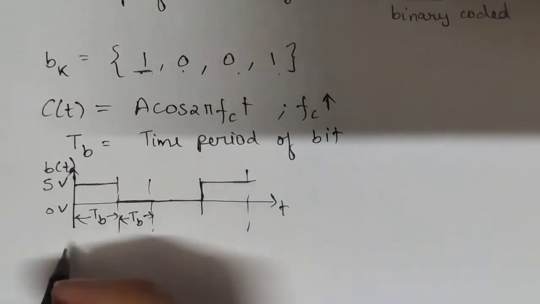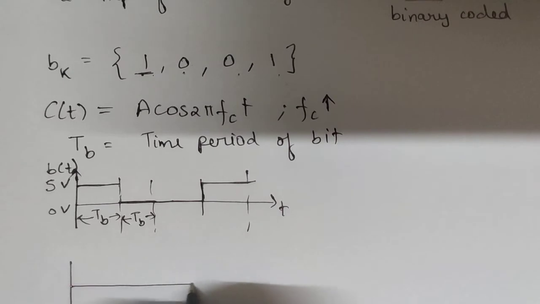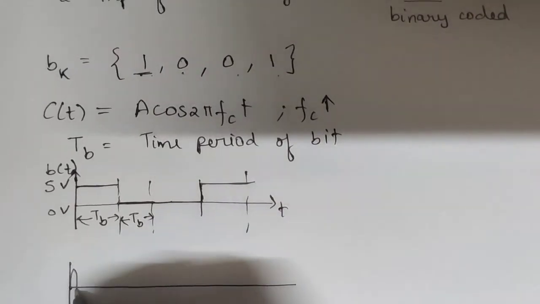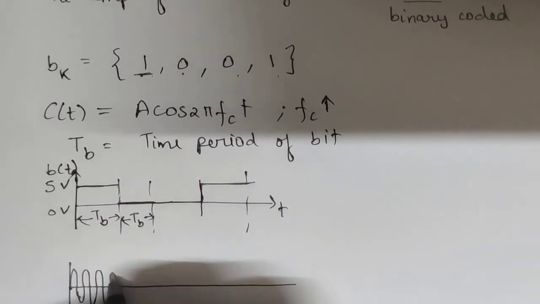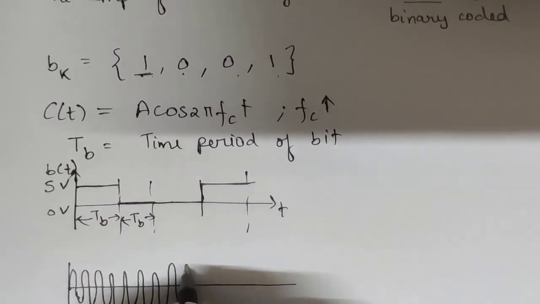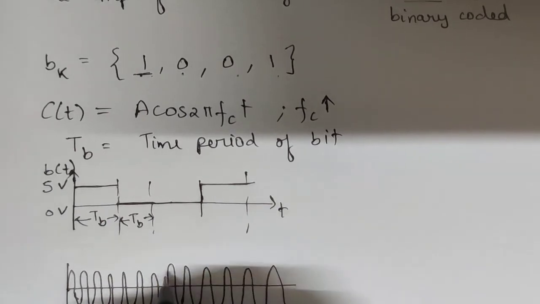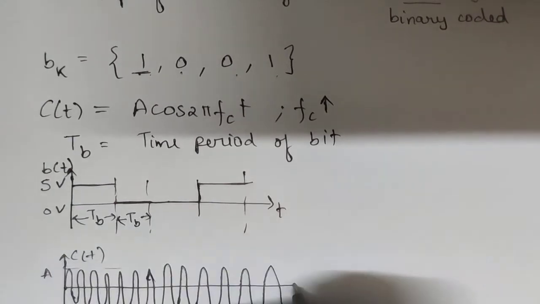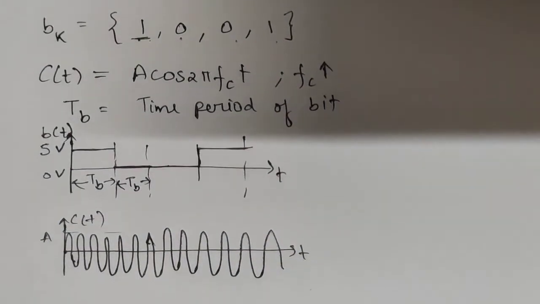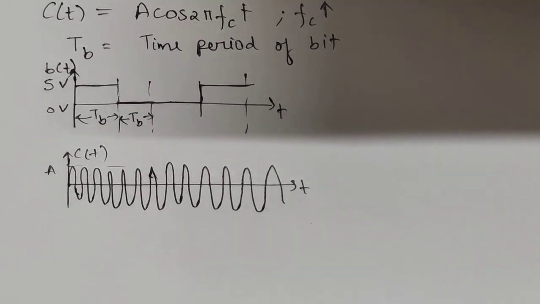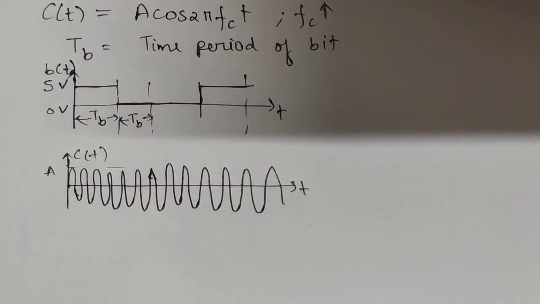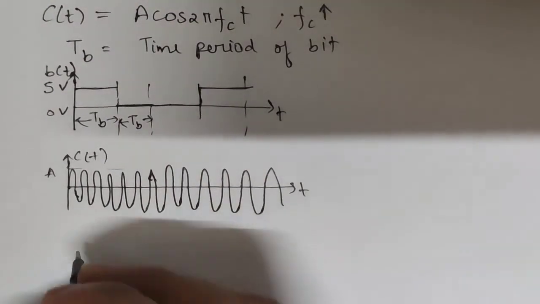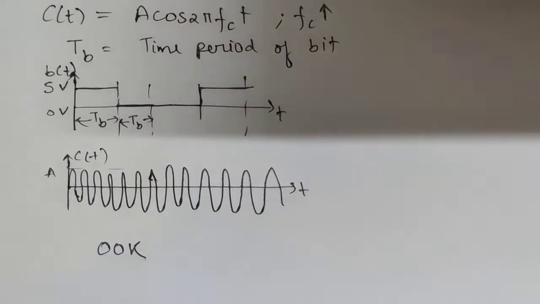And this is time. I have taken a carrier wave, a cosine wave of very high frequency. So this is carrier of very high frequency. Its amplitude is A, c of t with time period T. Now to perform modulation, we will use a technique called on-off keying. What is on-off keying?